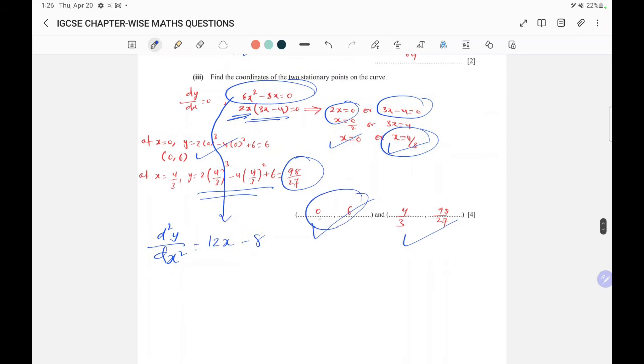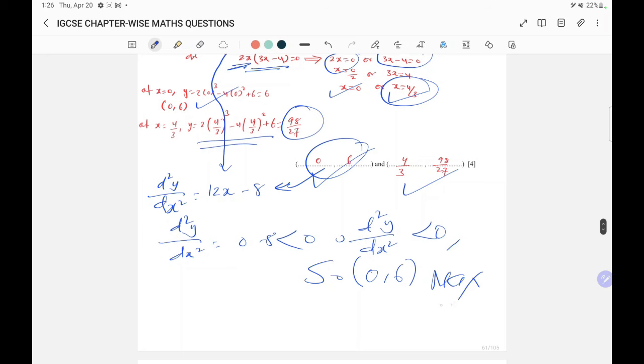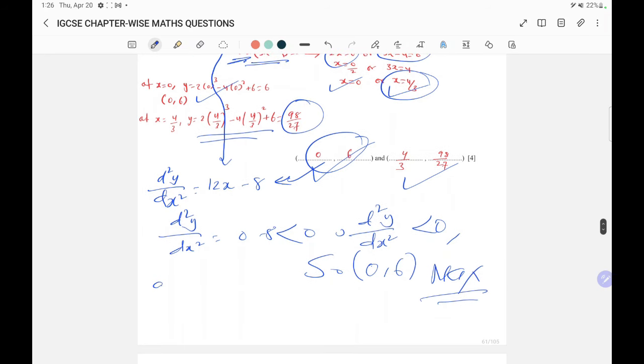And now put x equals 0 in this case. So d2y over dx square is 0 minus 8, which is negative. So if d2y over dx square is less than 0, so 0, 6 is the point of maximum. Okay, remember that.